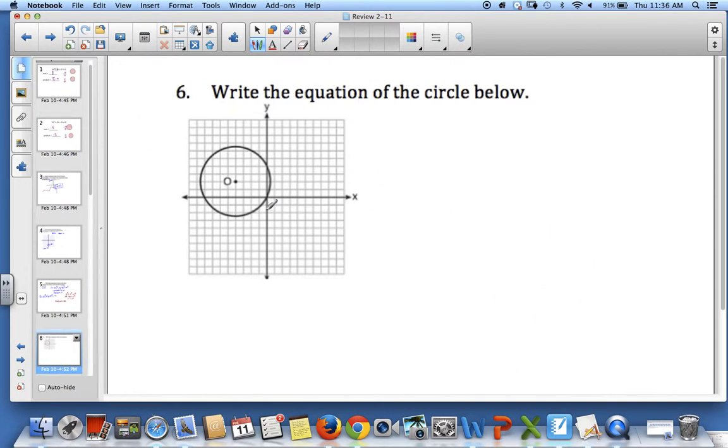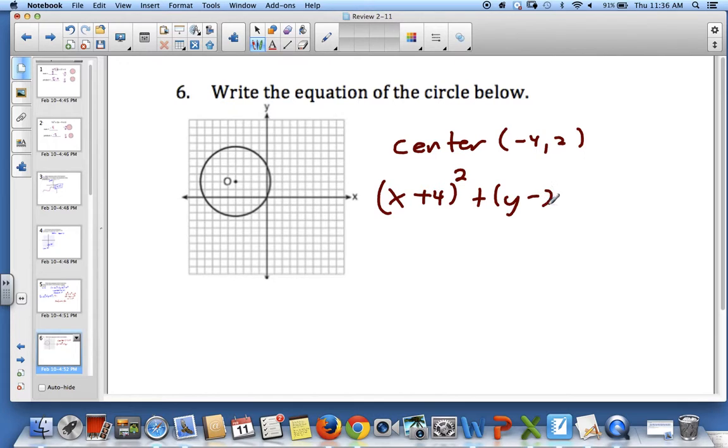All right, let's see if we can figure out the next one. It's a little trickier because they don't tell me what the center is, but I can look at it and say the center is negative 4 comma 2. So I know the equation is going to be (x plus 4) squared. Remember, it's the minus h, so minus and negative is plus. Basically, the opposite of this number goes here. Plus (y minus 2) squared. The opposite of 2 is negative 2. And I don't know what r squared is. I'm going to go through the same principle, only they don't tell me a point. I've got to find a point on the circle.